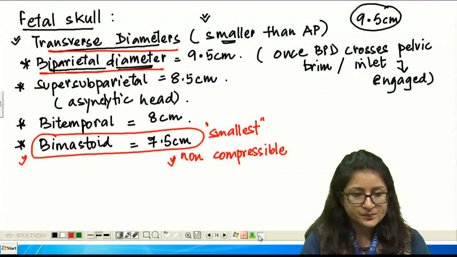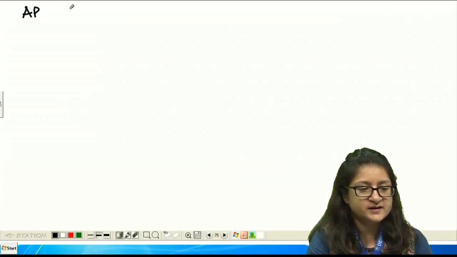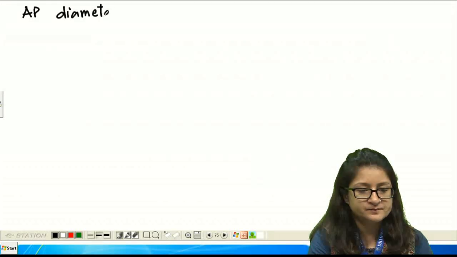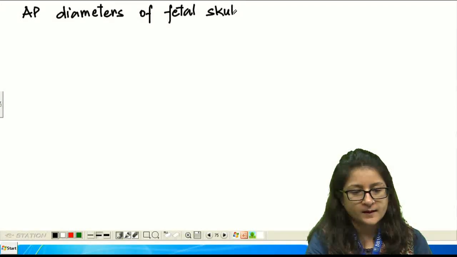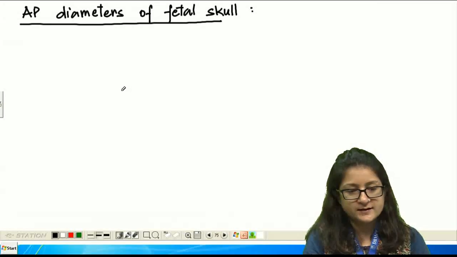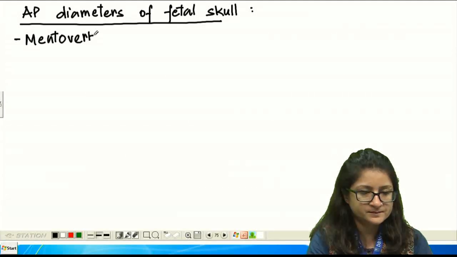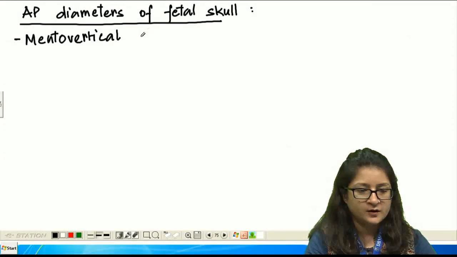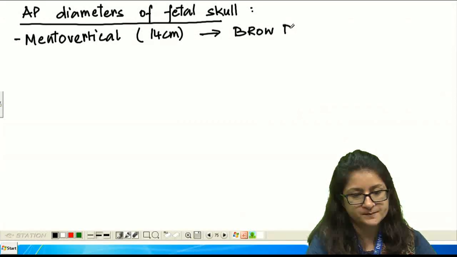Coming to the anteroposterior diameters of the fetal skull, if we go sequence wise, then the longest is the mentovertical, which is 14 centimeters, and this is in brow presentation.